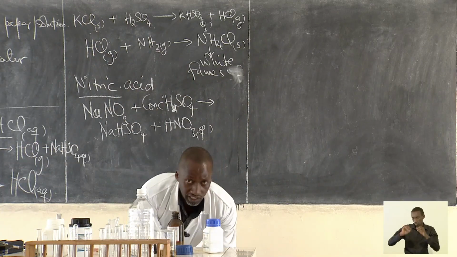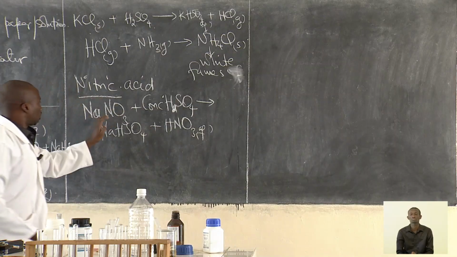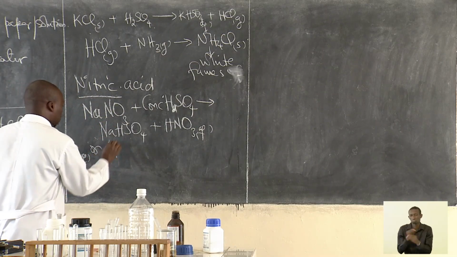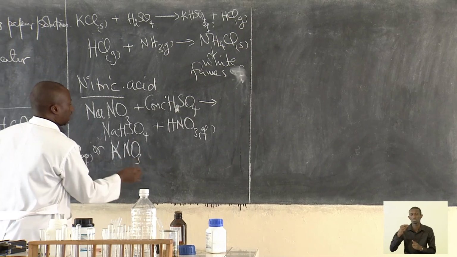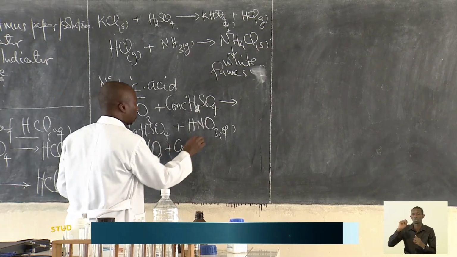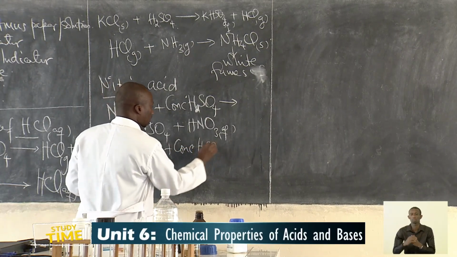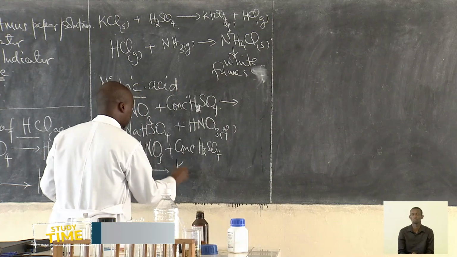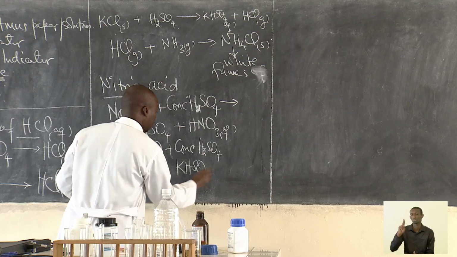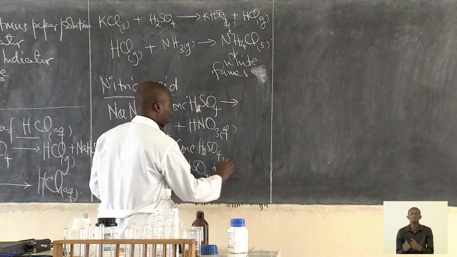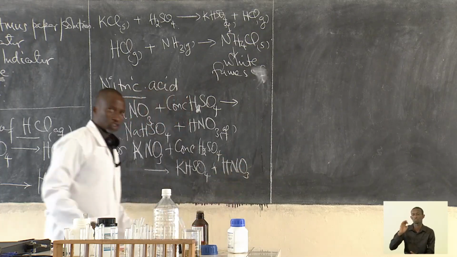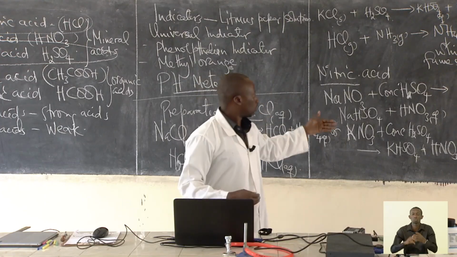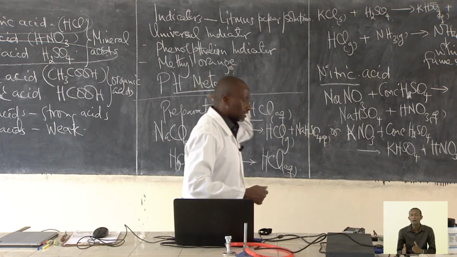Instead of using sodium nitrate, you can use potassium nitrate. Potassium nitrate plus concentrated sulfuric acid. This reaction also gives potassium hydrogen sulfate plus nitric acid. So that is another reaction that can be used to prepare this acid.